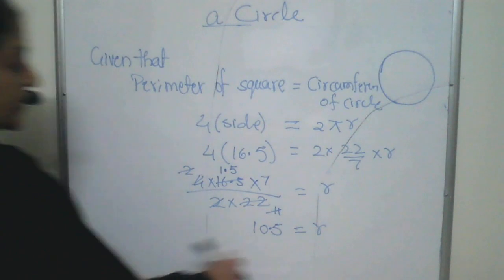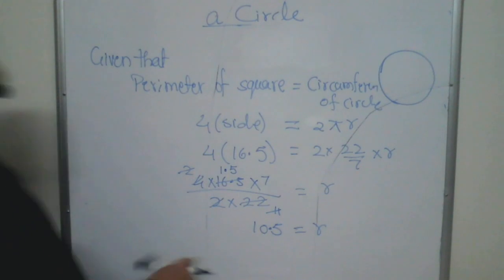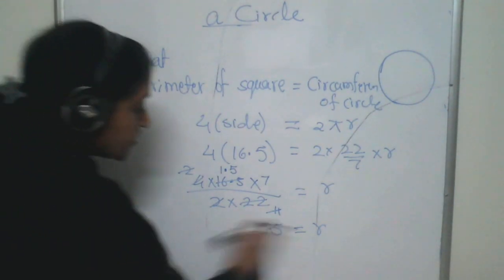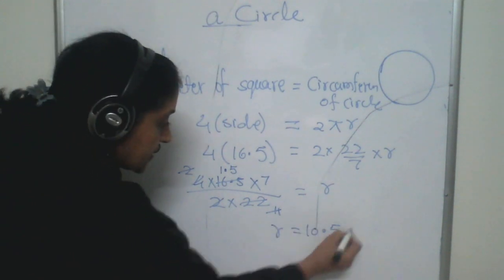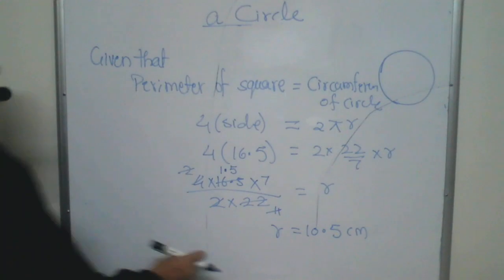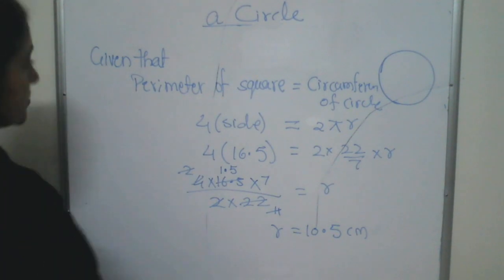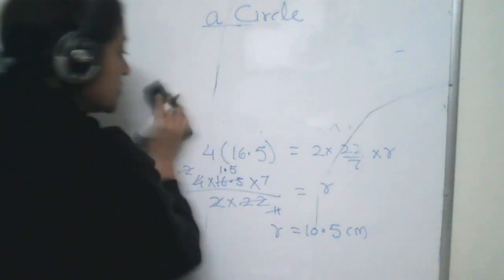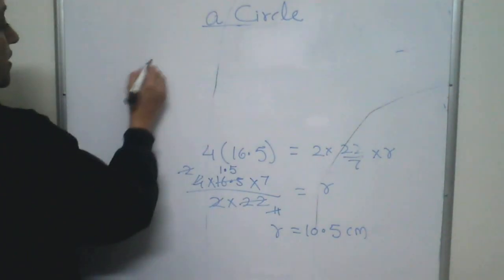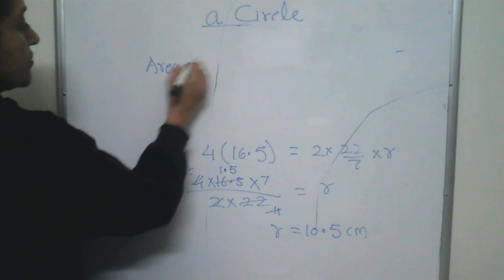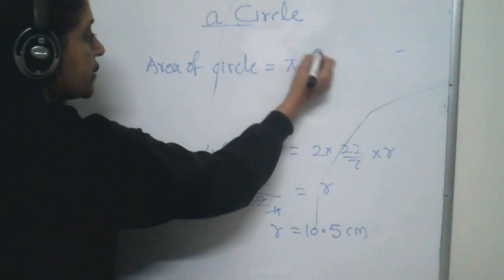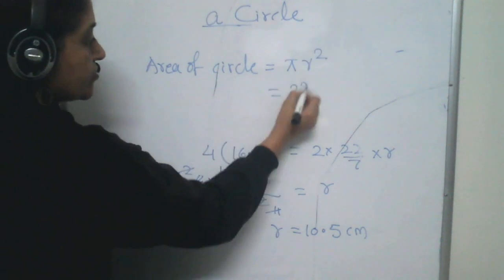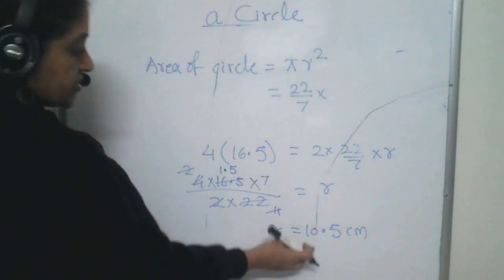But did we find the final answer? No, we are still halfway. We got that radius is equal to, I'll write it this way, radius is equal to 10.5 centimeters. Now using this radius we can find the area of the circle. Area of circle is equal to pi r square. Now pi is what? 22 by 7. R is how much? 10.5.